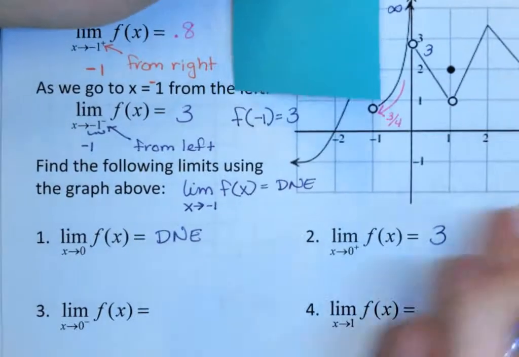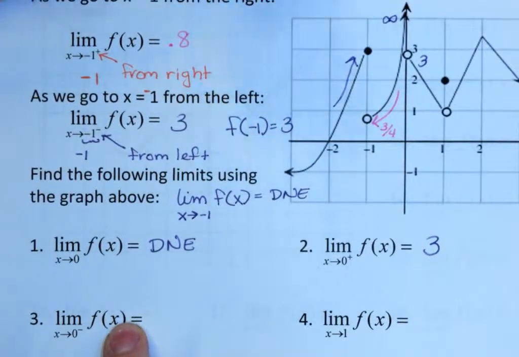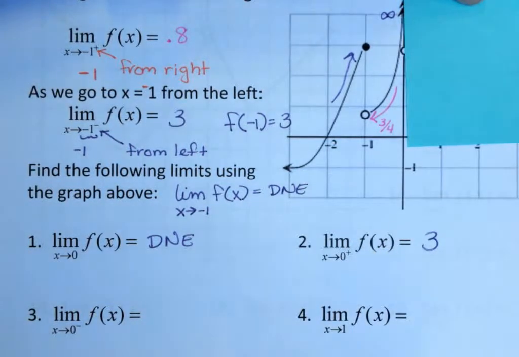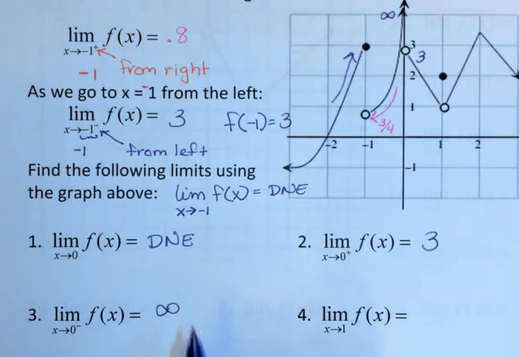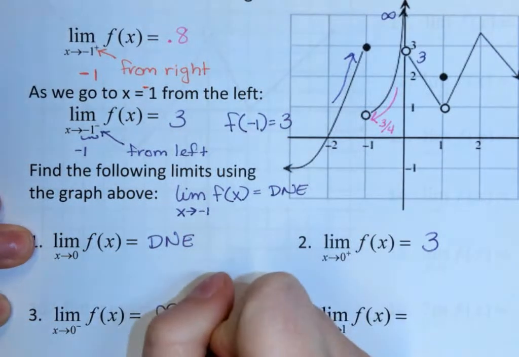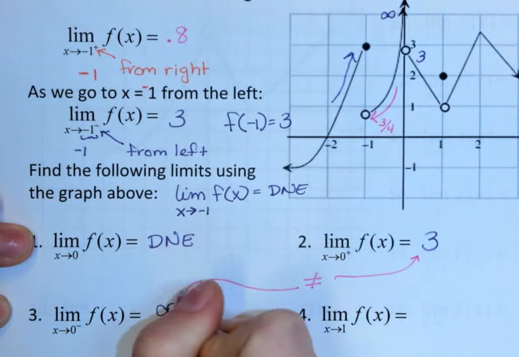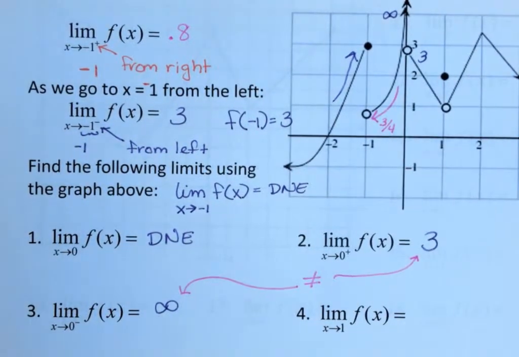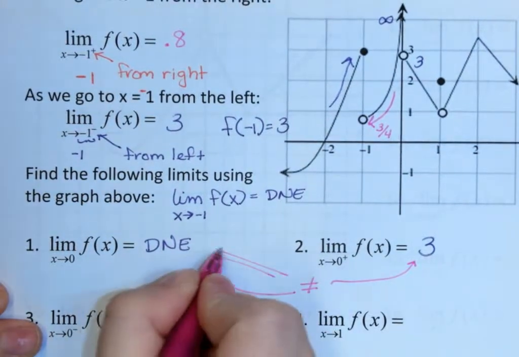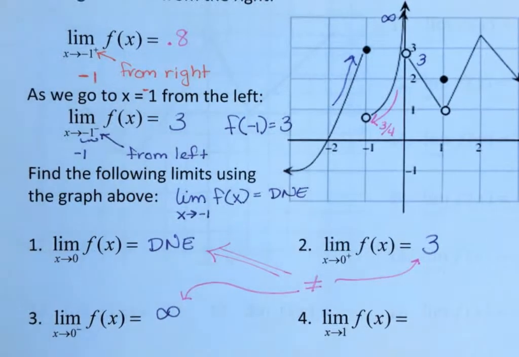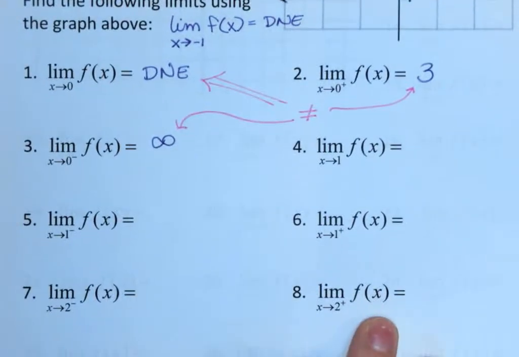And what does 3 talk about? On the left-hand side. What's it going to on the left-hand side? Infinity. So what we have here is this limit does not exist because infinity is not the same thing as 3. That's why the limit does not exist. Left-hand side, right-hand side need to be the same thing for a limit to exist.